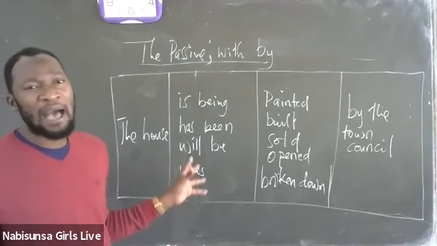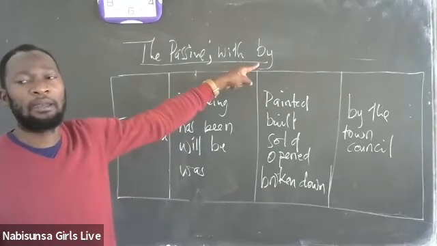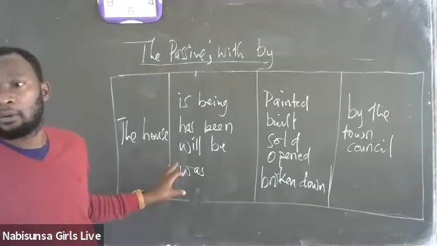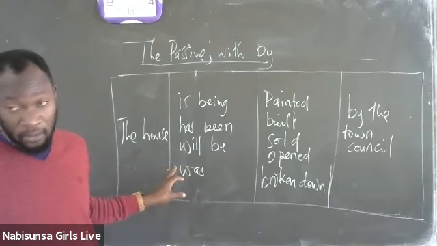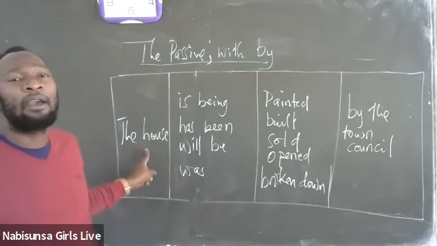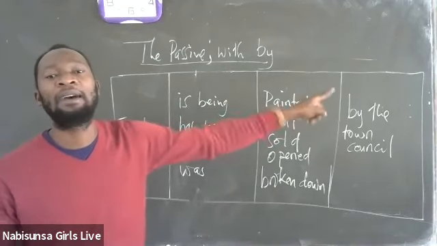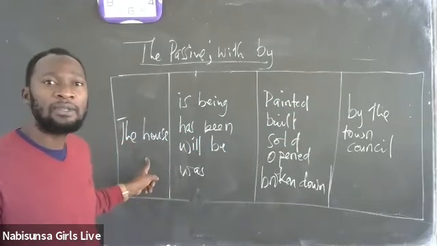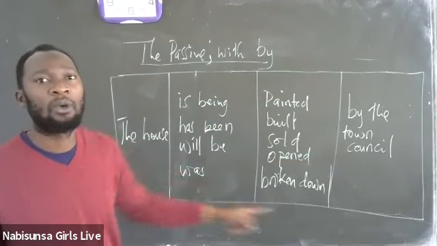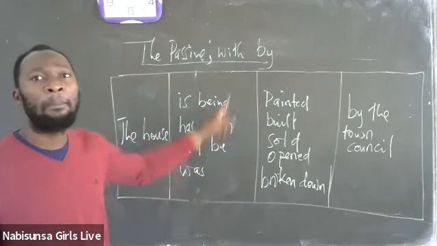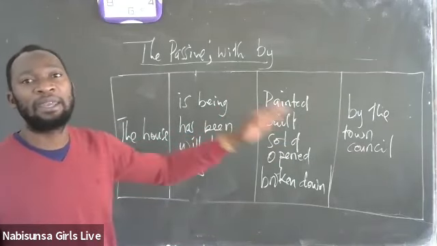Now this one can help answer your questions of when do we use by, okay? When you look at this table here, now here we go. The house is being painted by the town council. The house has been painted by the town council. The house will be painted by the town council. The house was painted by the town council.